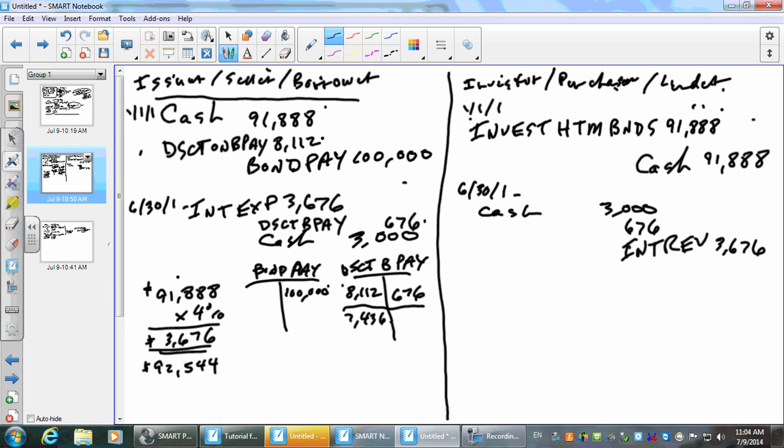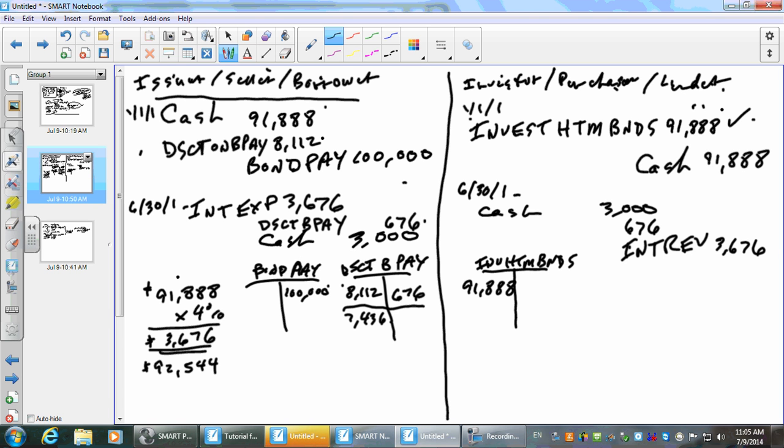Let's do the other side. What does it look like? Let's see. They've got just one account, right? They're just tracking one account. It's going to be investment in held-to-maturity bonds. It's got 91,888. Everybody agree? That's this one. Everybody agree?